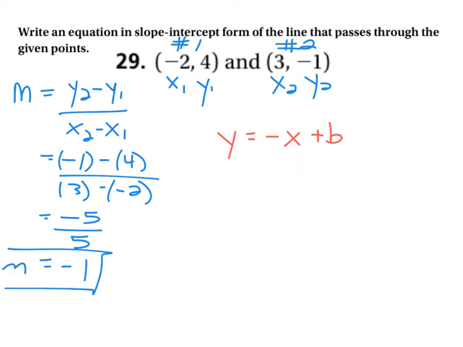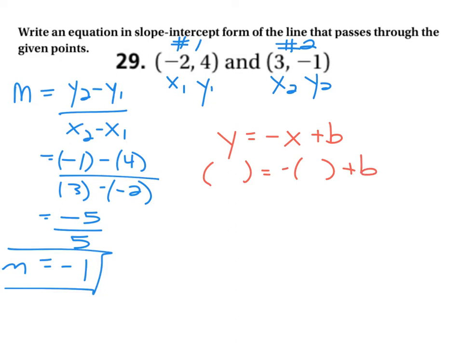Now, how do we find out what b is? We don't have a graph. We don't have any other more convenient way to do it. This is what we're going to do. We're going to take one of the points, either one of them, and we're going to substitute in the y and the x values, because then we'll be left with just a single variable remaining that we don't know. And in that case, it will be b, and then we can solve for it.